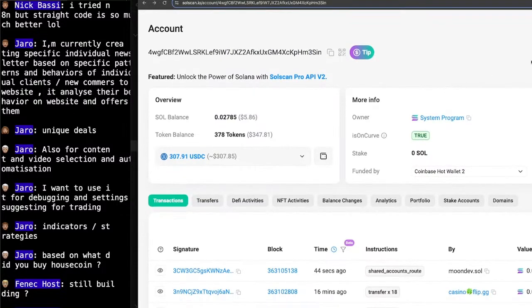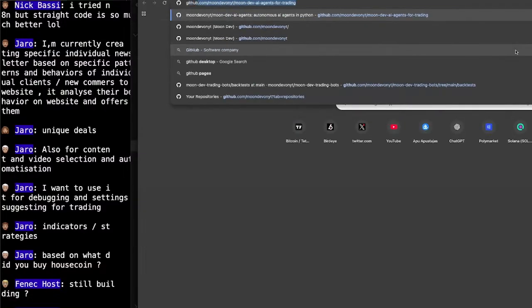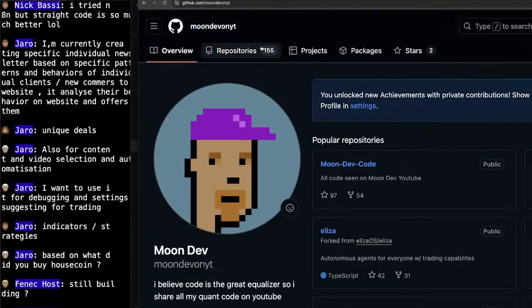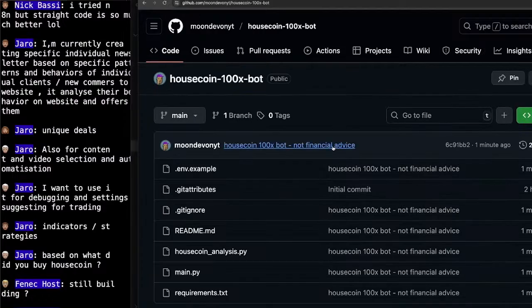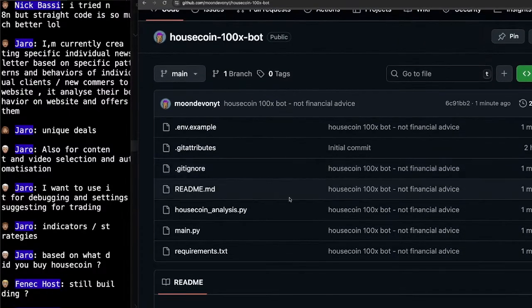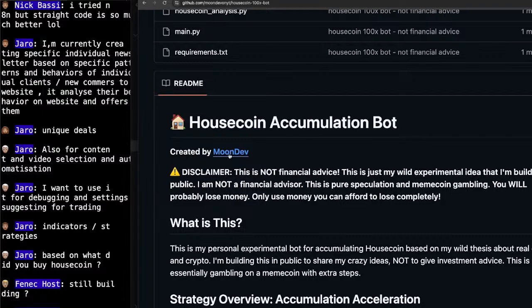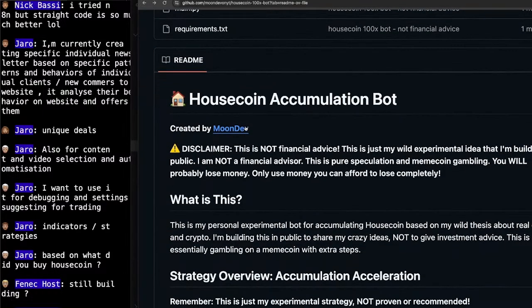So let's go ahead and see if we got the GitHub up there. GitHub, repos. Housecoin 100x bot: .env example, gitattributes, gitignore. Housecoin accumulation bot created by Moondev. Beautiful. Disclaimer, this is not financial advice.